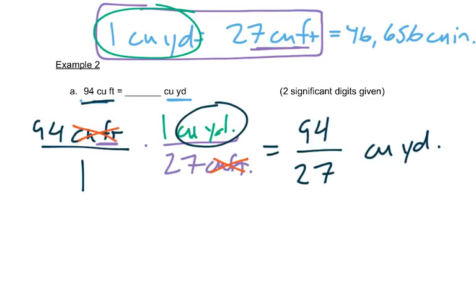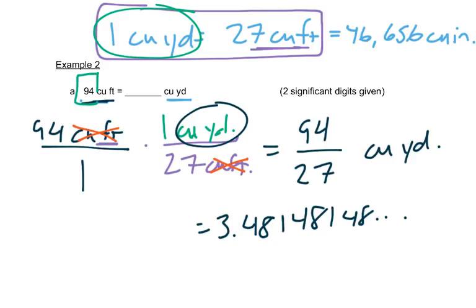So when we take 94 divided by 27, we get 3.48148148, and it keeps going. Here's where we need to look at significant digits. 94 has two significant digits, the 9 and the 4. That means we want our answer to also have two significant digits. So we look for the first two numbers we see, the 3 and the 4.